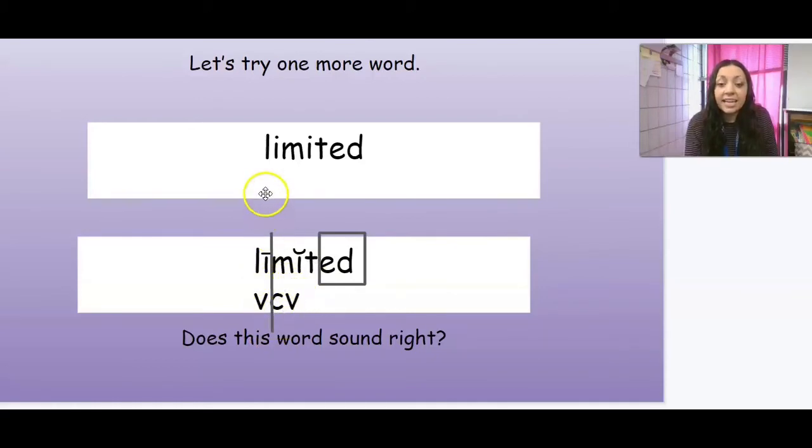So if I divided it up after that first I, then that I is going to be long because remember, we have that wall right there. So it's like nothing's behind it because that syllable is going to be open. And then over here, I had that ending ED that I needed to box off, and I have an I in front of a T. So let's try to sound that out. I have L-I, lie, it, limited, limited. Does that sound right? No, that doesn't sound right.